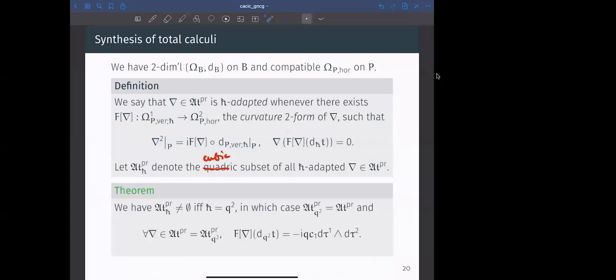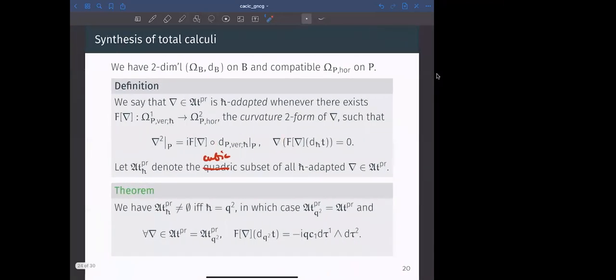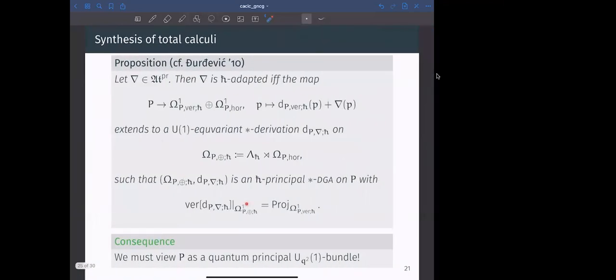So the only case where you have any H-bar adapted gauge potentials is where H-bar is Q squared, in which case all your gauge potentials are Q monopoles for that particular Q. You need the Q squared deformed bicovariant calculus of U1, and then your curvature two form is given like this. It's a constant curvature. It really is a Q monopole. And so why bother with this definition? This is the reason for this definition.